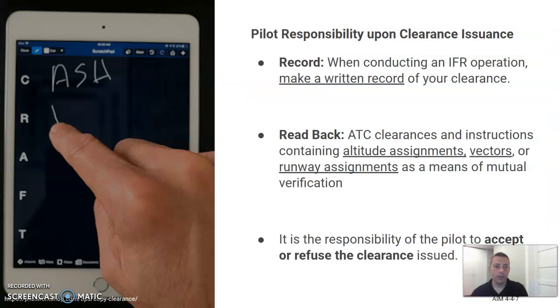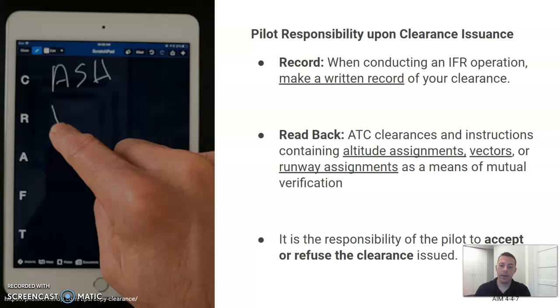When we get our clearance or an instruction, we need to record that. So when conducting an IFR operation, we need to make a written record of our clearance. And we also need to read back the numbers. What I mean by that is altitude assignments, vectors, runway assignments. Sometimes ATC gives us a whole lot of information in one call, but we're required to read back the altitude assignments, vectors, and runway assignments.